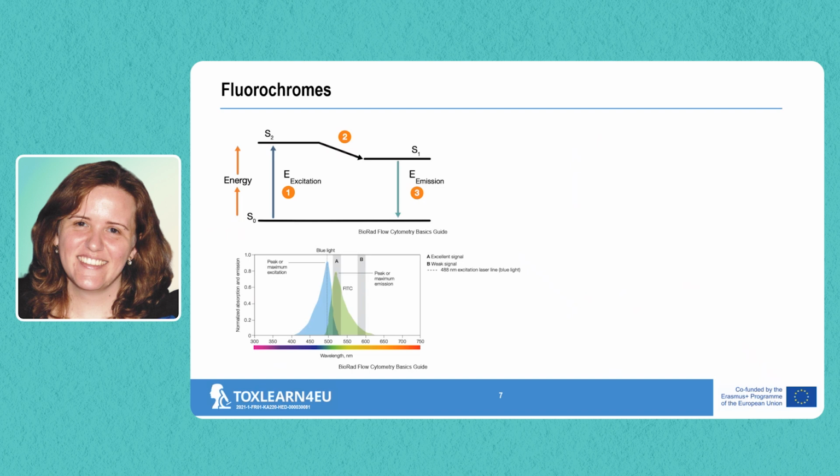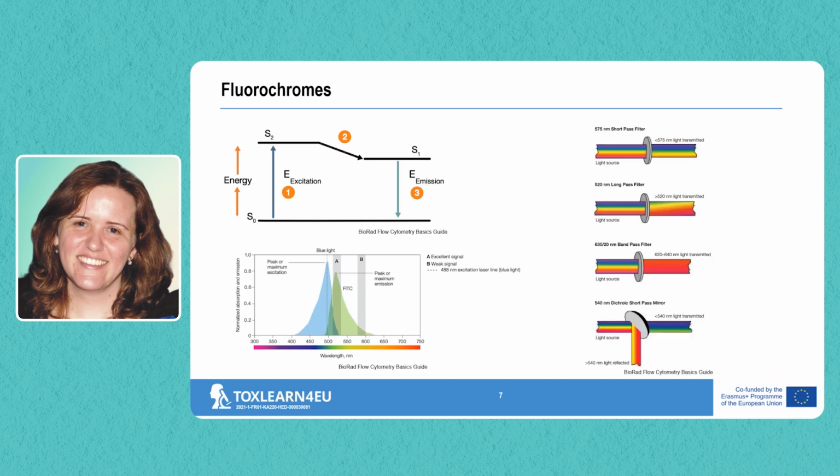So for this fluorochrome, FITC, you will see that you have a maximum of excitation. This is the light that the fluorochrome is able to absorb. And here you have the wavelengths at which the fluorochrome is able to emit. You need to take this into consideration when you choose the fluorochromes. We will see in a minute how we do this.